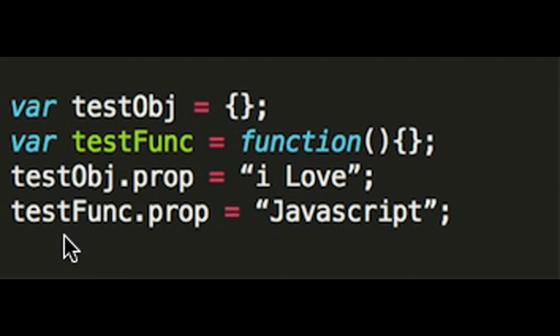But in JavaScript, we can even do this to functions. So here we have the anonymous function that has been assigned to testFunc, and we can assign a property similarly to how we assigned a property to the object, and give it a string value of JavaScript. So we can see that functions in JavaScript are very much similar to objects.